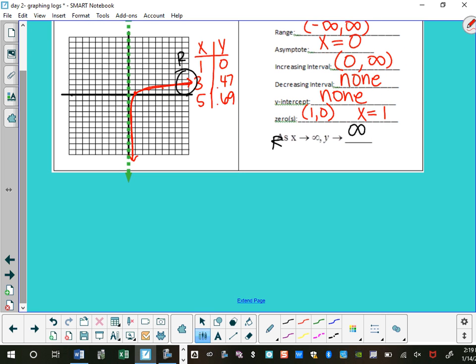So here's your little hint. I don't know if you have room to write it somewhere on your paper.